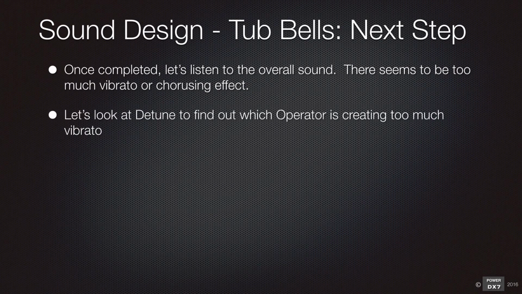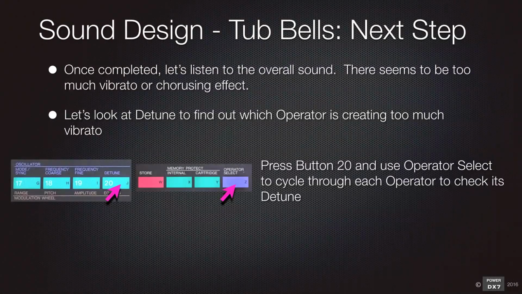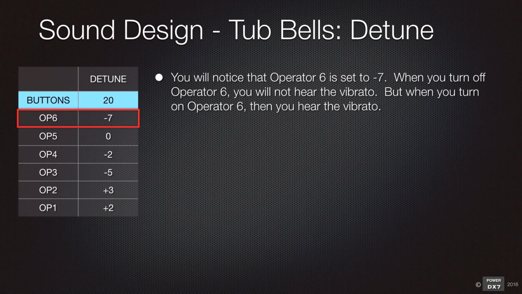There seems to be too much vibrato or chorusing effect. Let's look at the detune to find out which operator is creating too much vibrato. Press button 20 and use operator select to cycle through each operator to check its detune. You will notice that operator 6 is set to -7.